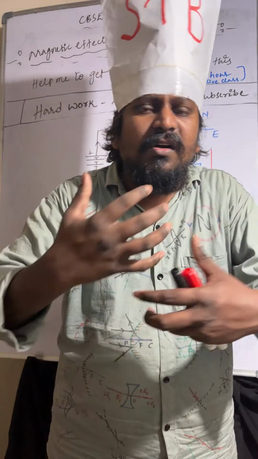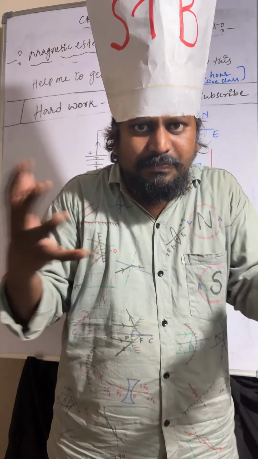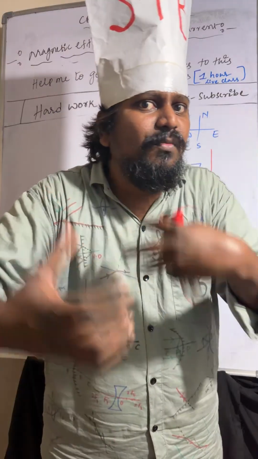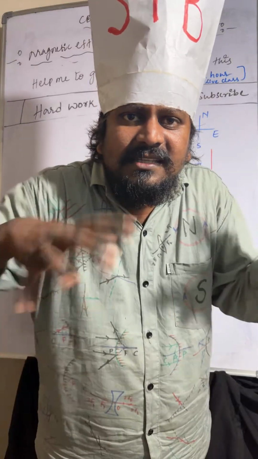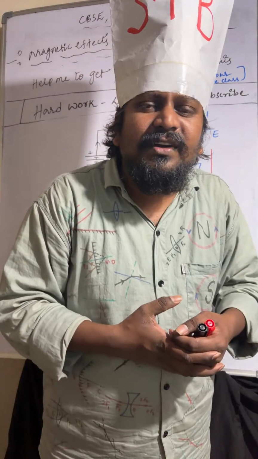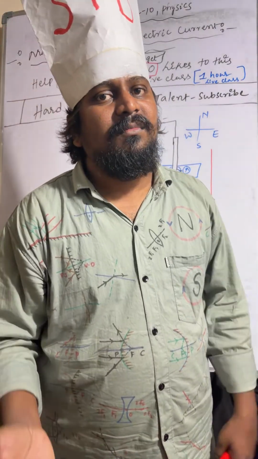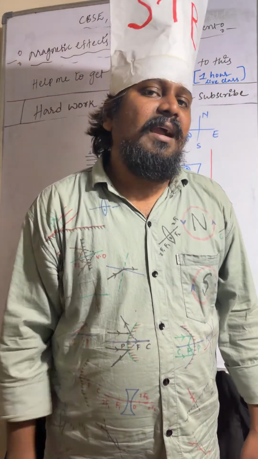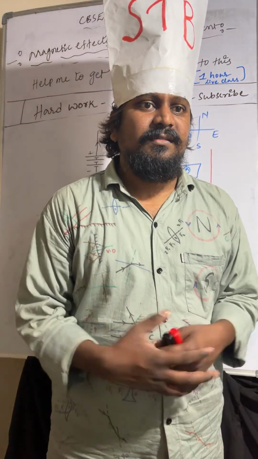Crowding of magnetic field lines represents more magnetic field. Less crowded magnetic field lines represent less magnetic field. More magnetic field lines represent more magnetic field. What about medium magnetic field lines, sir? Medium magnetic field. That's enough, right?